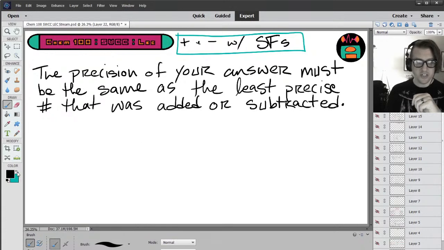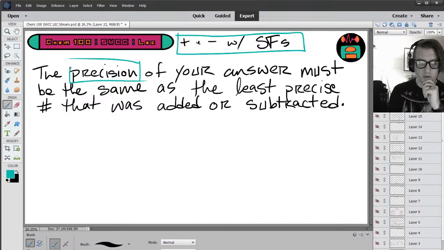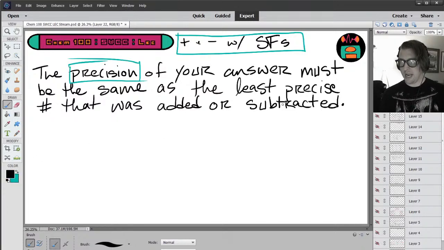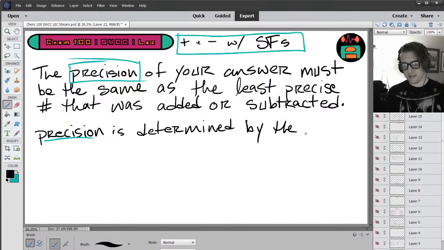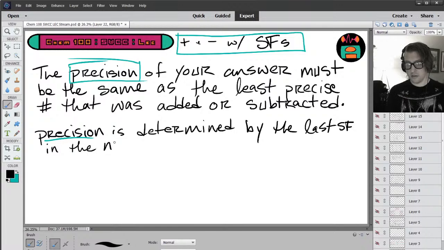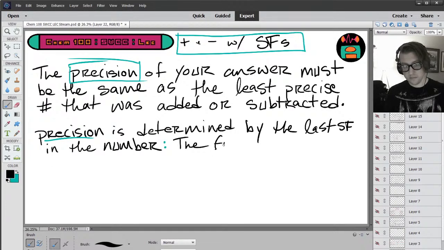Now, understanding this definition hinges on understanding what precision is. The precision of a number is determined by the last significant digit in the number. The further to the right that last significant digit is, the more precise.